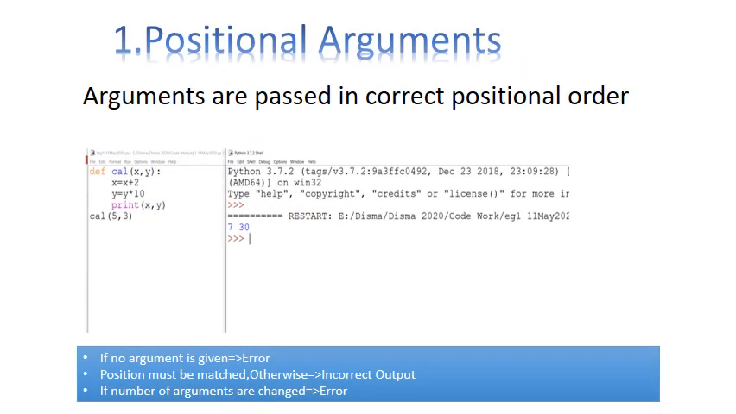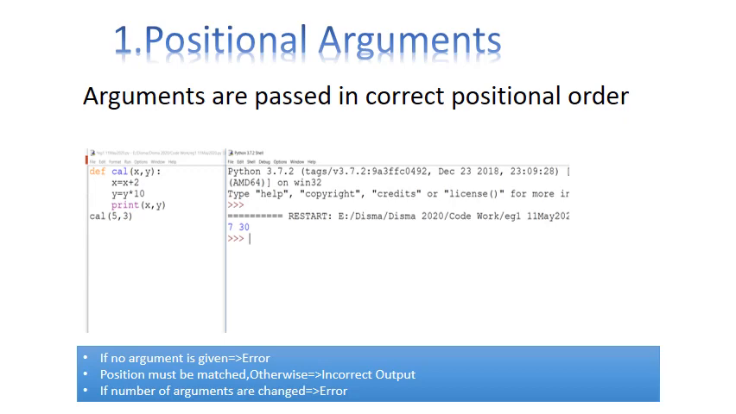First one, we are going to say it is positional arguments. They are the arguments which are passed in correct positional order. In the screenshot, you can see a function definition called char, which has two formal parameters x and y. In the function definition, x is calculated as x plus 2 and y is calculated as y into 10. Within the function definition itself, these values are printed using a print statement.